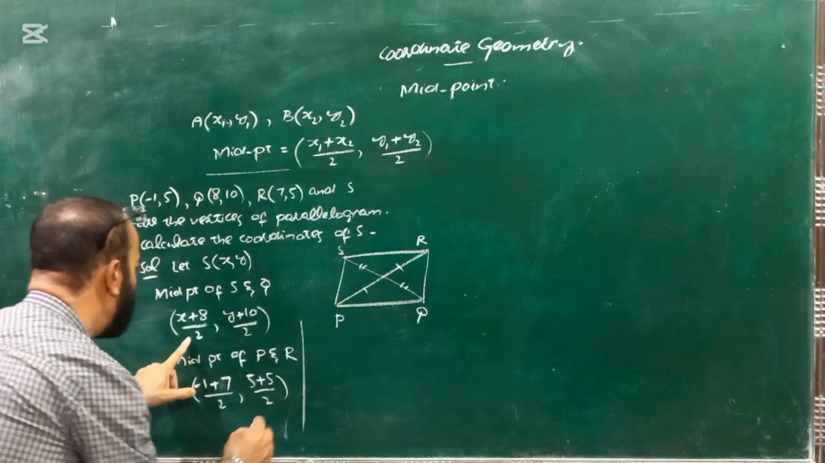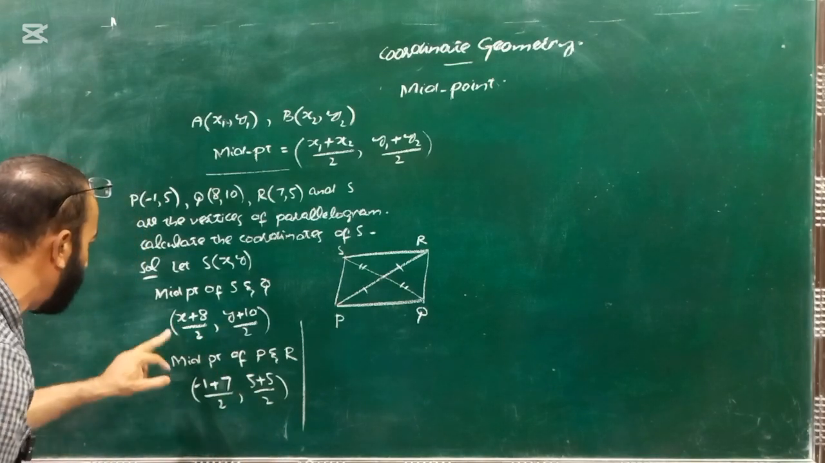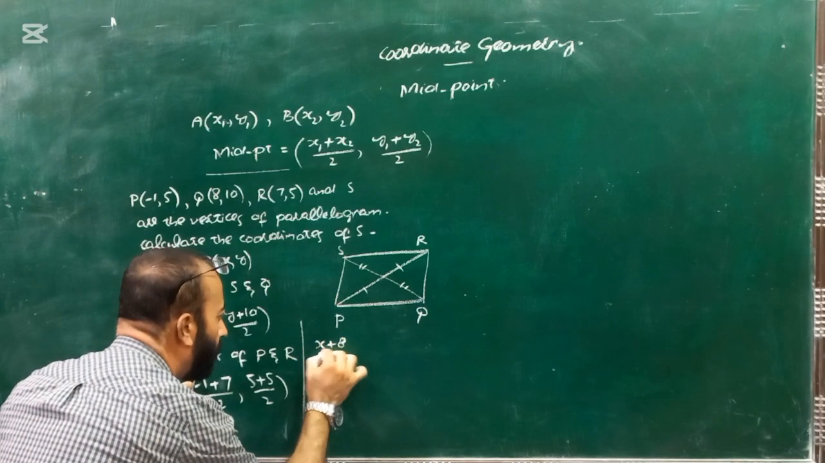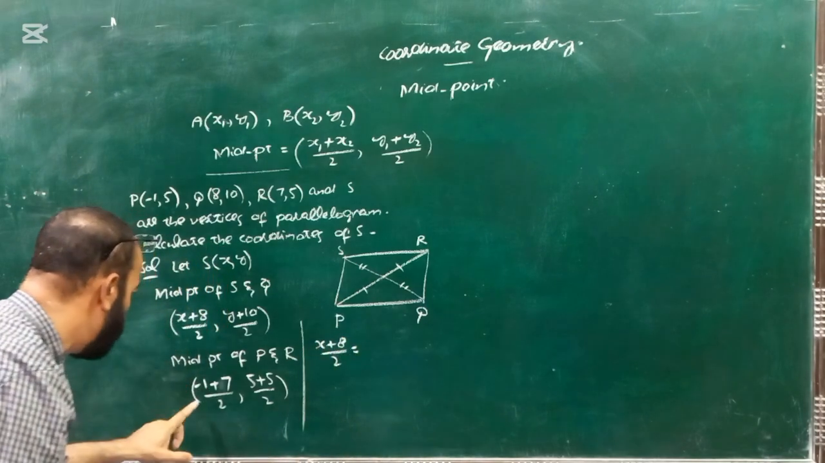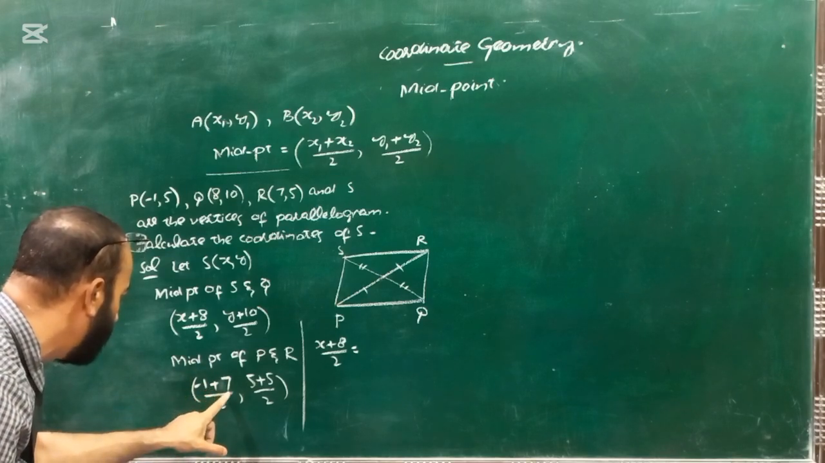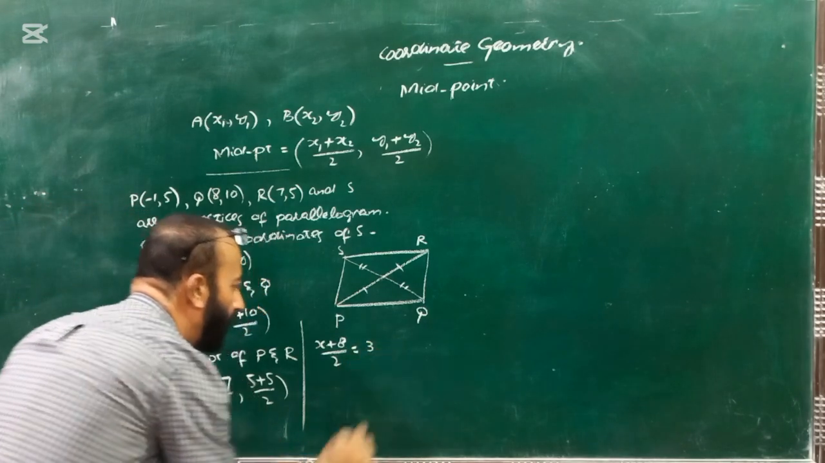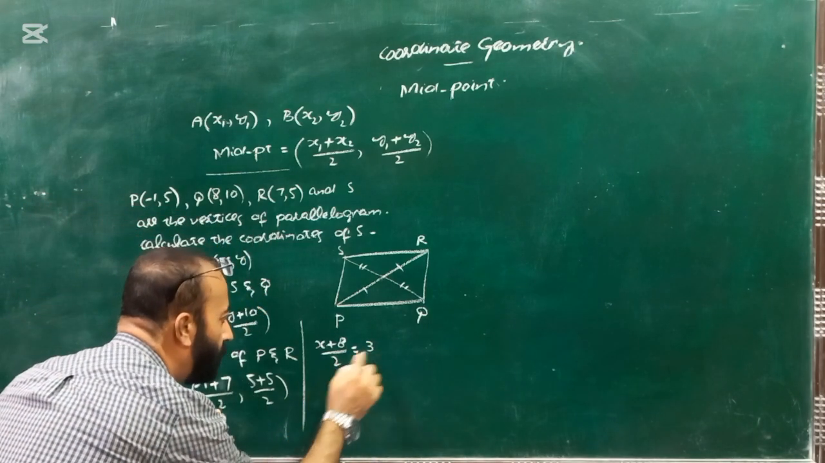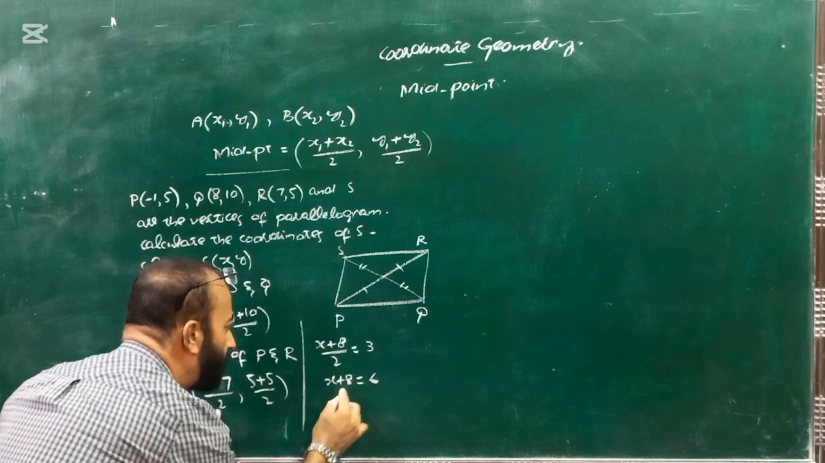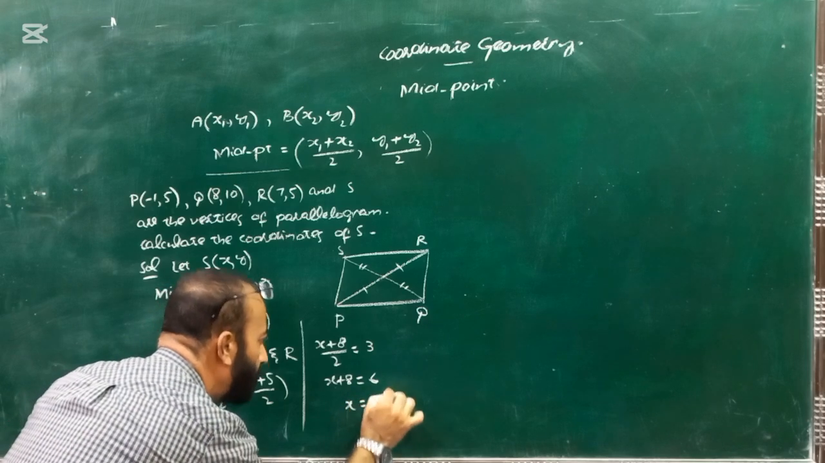So now, it means the x coordinate will be equal to the x coordinate and the y coordinate will be equal to the y coordinate. So (x plus 8) over 2 will be equal to this point's x coordinate, which is (minus 1 plus 7), 6 divided by 2, and 6 divided by 2 will be 3. So solve it here. 2 will go to the right side, it will become 6. Here is x plus 8. This plus 8 will go to the right side, so x will be equal to minus 2.